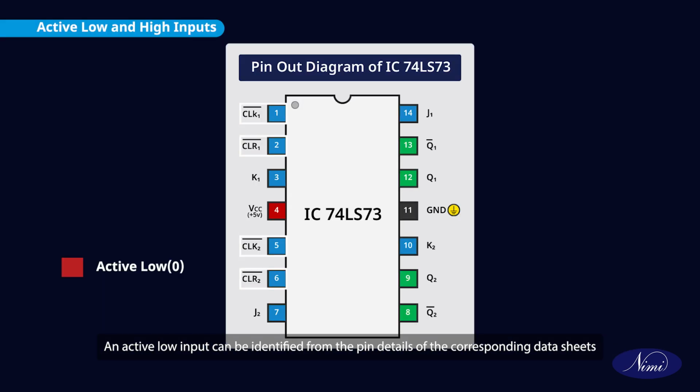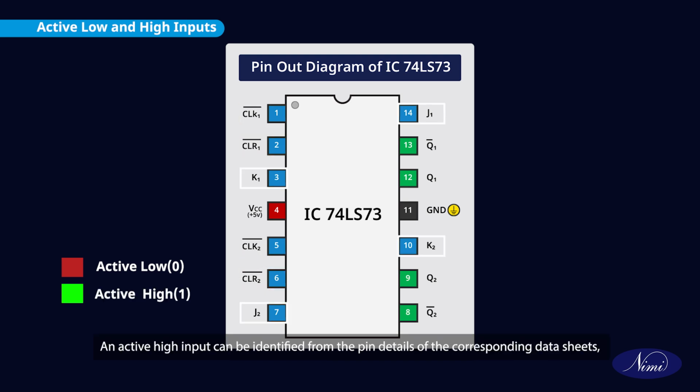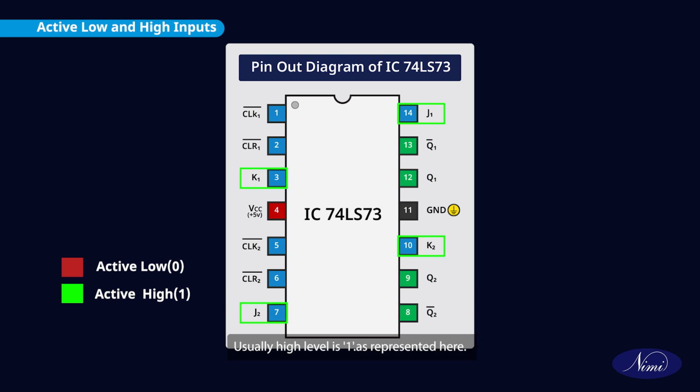An active low input can be identified from the pin details of the corresponding data sheets. A bar over the signal name, or like a line over the signal, often indicates an active low signal. Usually low level is 0 as represented here. An active high input can be identified from the pin details of the corresponding data sheets, whereas there is no bar over the signal name. Usually high level is 1 as represented here.